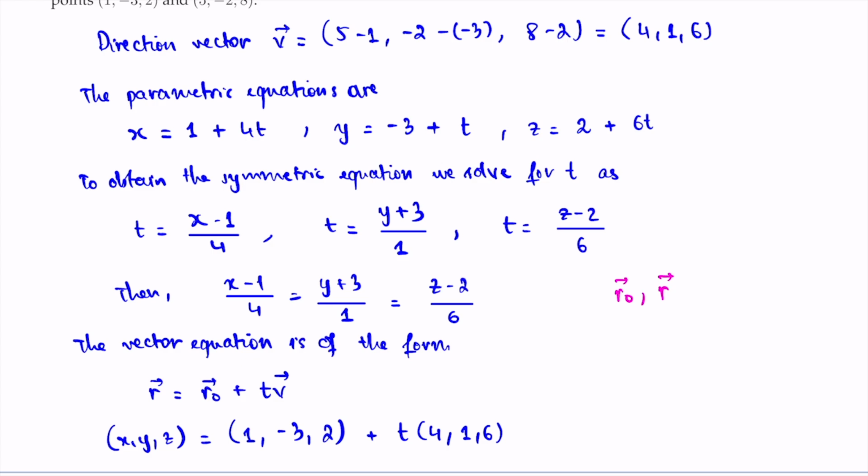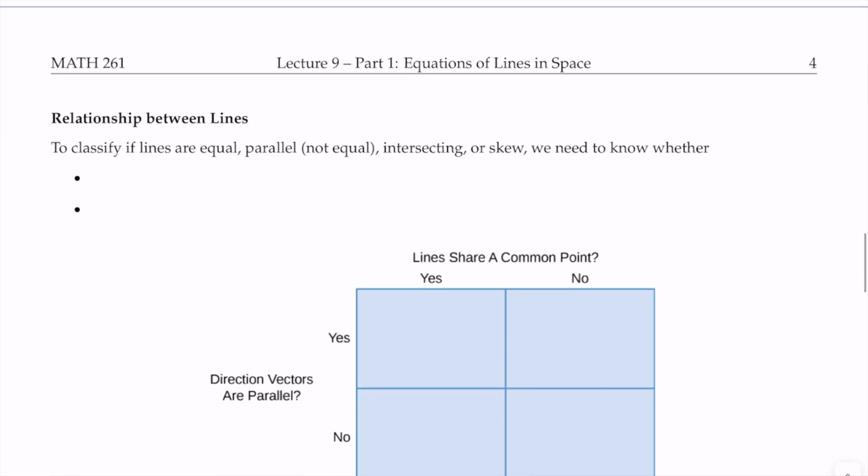Now we're going to move on to the next topic, which is we're going to determine the relationship between lines. We want to classify if lines are equal to one another, parallel but not equal, intersecting one another, or skew. And we need to know whether the direction vectors are parallel, or the lines share a point.